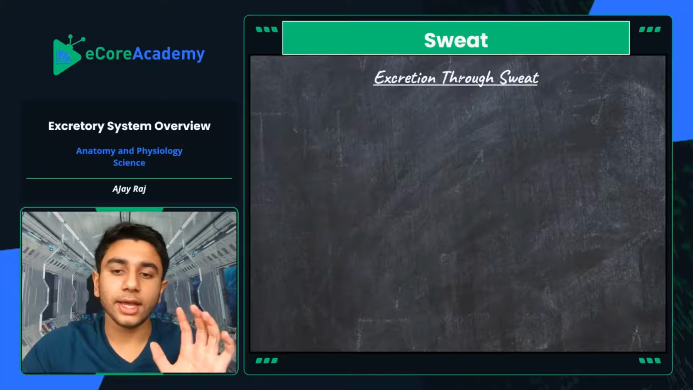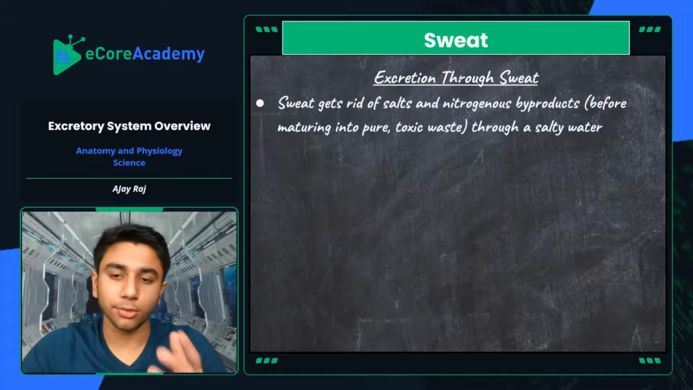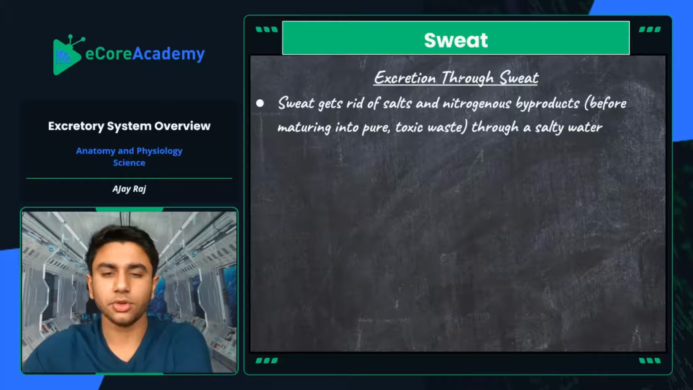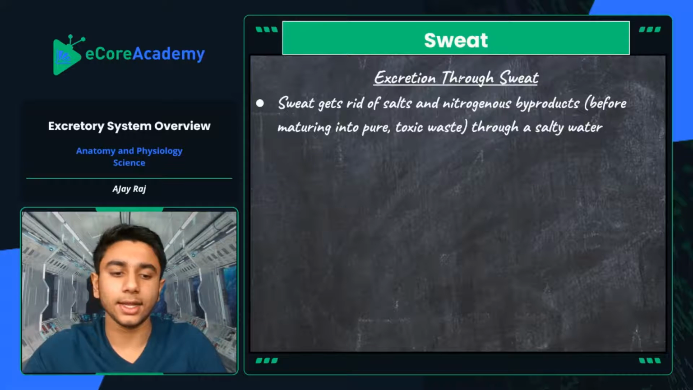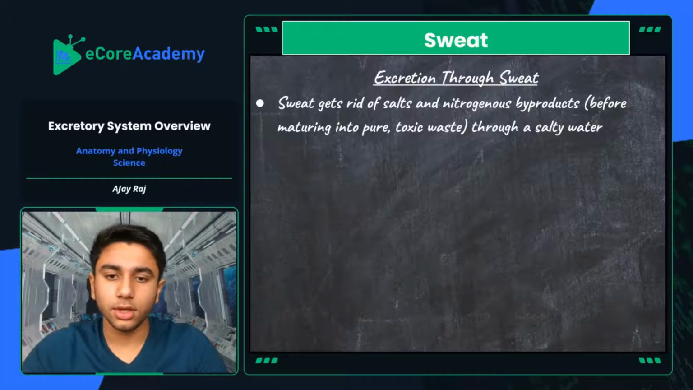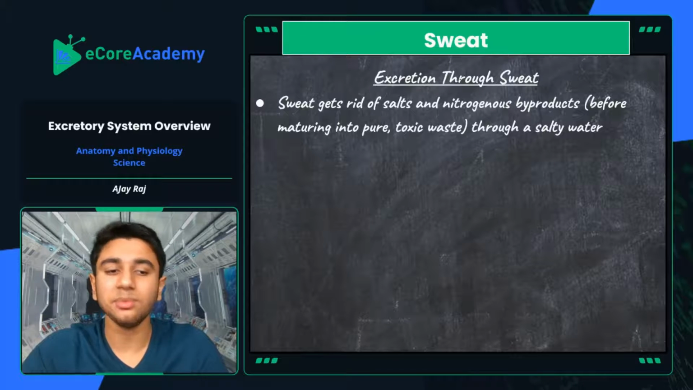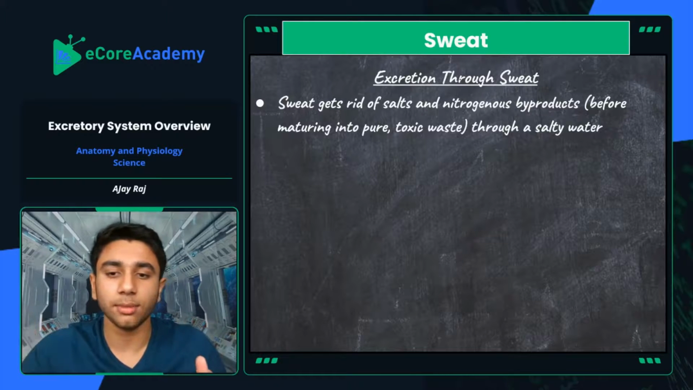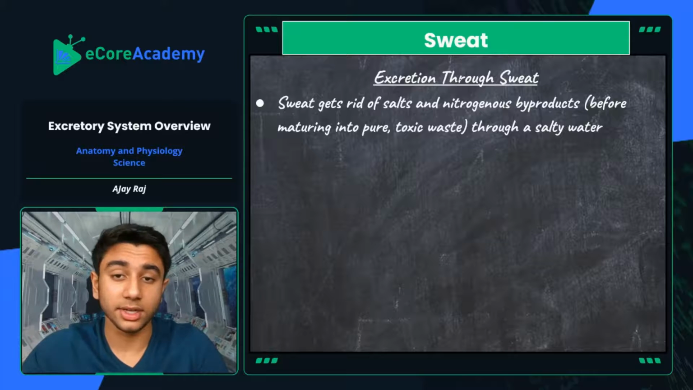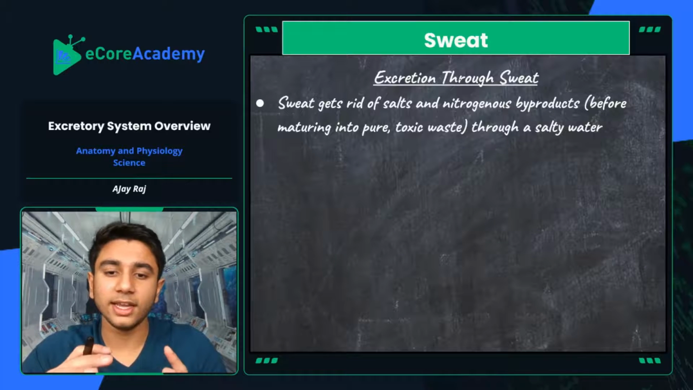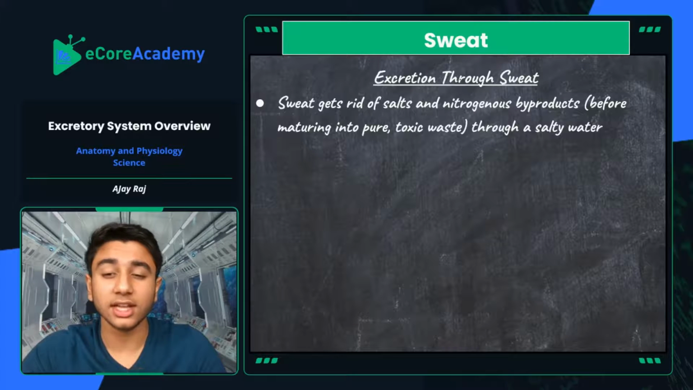And then we'll take a look at sweat. So excretion through sweat, the other excretion method, not opposite to urine, but the other subsidiary excretion method. So sweat gets rid of salts and nitrogenous byproducts similar to urine, before maturing into pure toxic waste. So when you think of sweat, it's not as disgusting. I mean, technically it is fairly disgusting because you are getting rid of excretory products, but it's not as disgusting as urine. It's not like you're literally excreting pee. So it's before it matures into pure toxic waste.